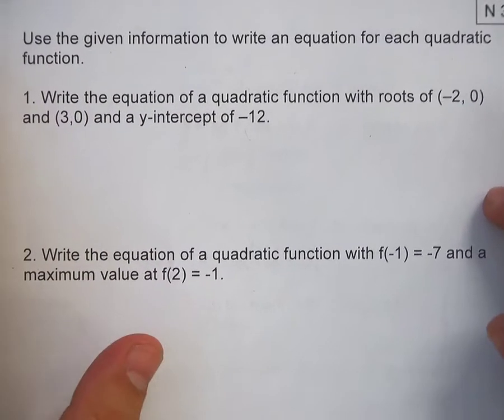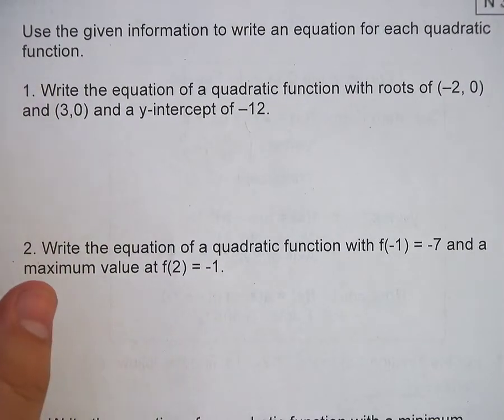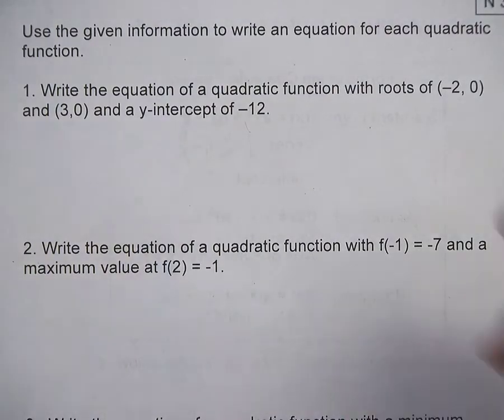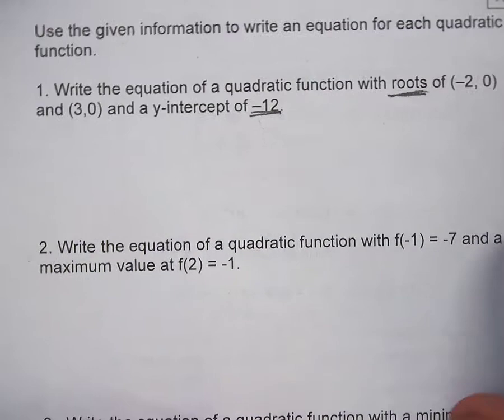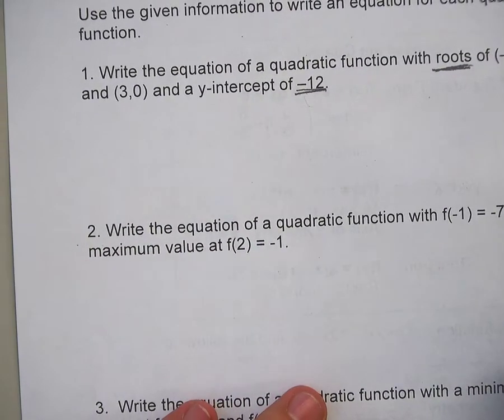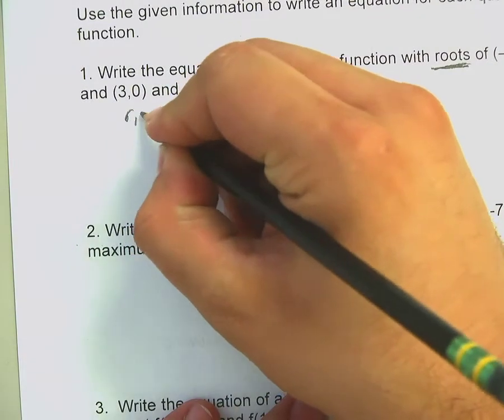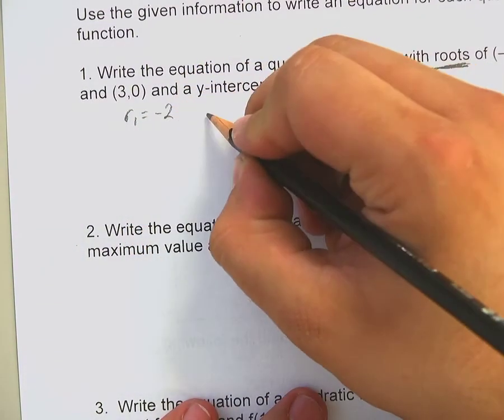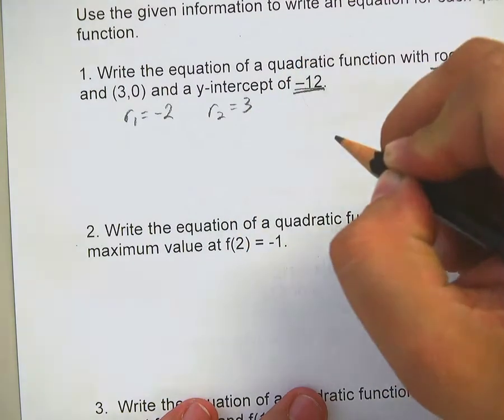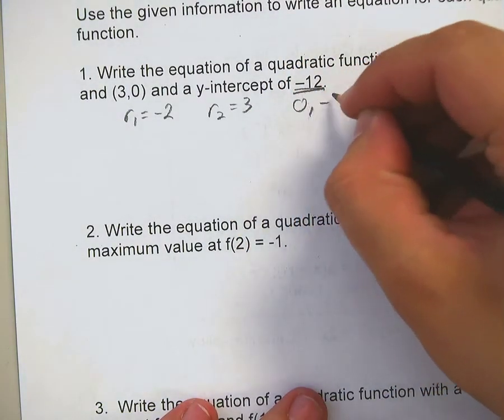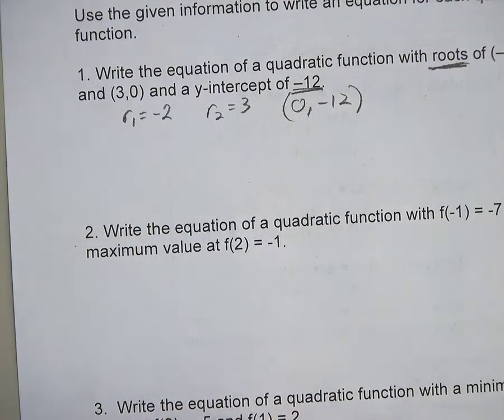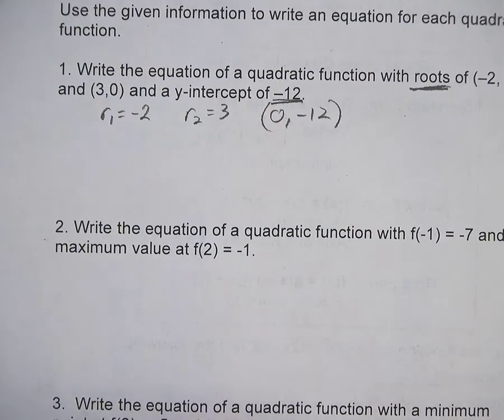Okay, so use the given information to write an equation for each quadratic function. Write the equation of the quadratic function with roots, and then a y-intercept of negative 12. If it gives you roots, use root form. Well, that's entertaining. Let's write down root form first. They gave me root 1 is negative 2. Root 2 is 3. And then they give me a point of 0, negative 12. That's your y-intercept. They'll always give you a point. So roots and a point.